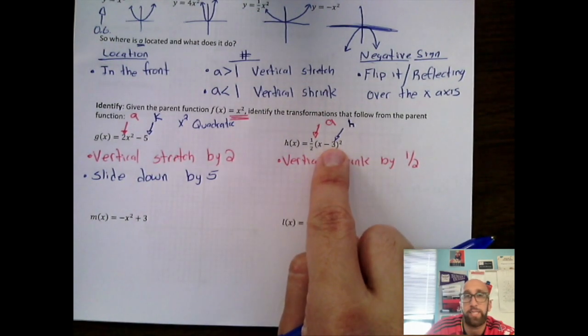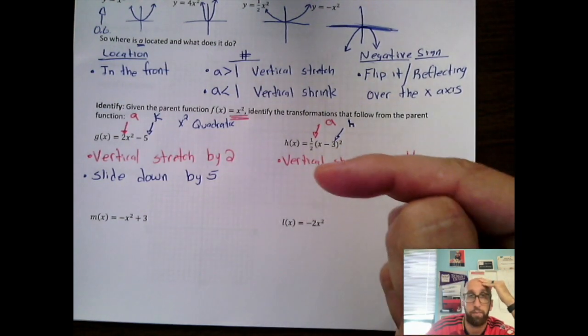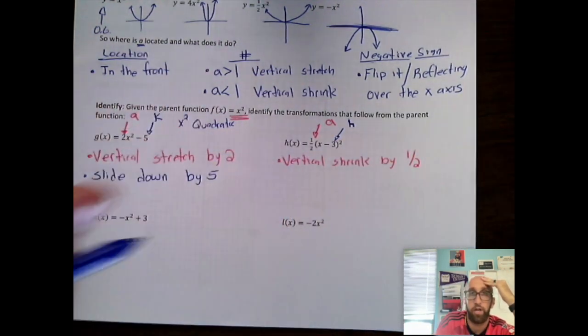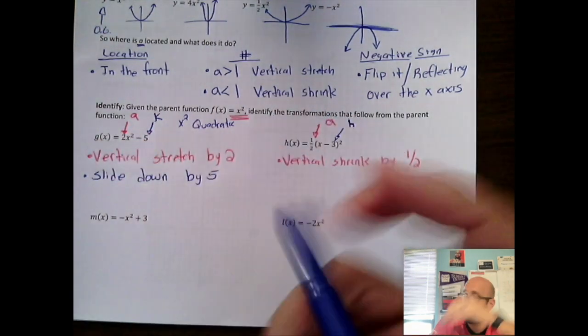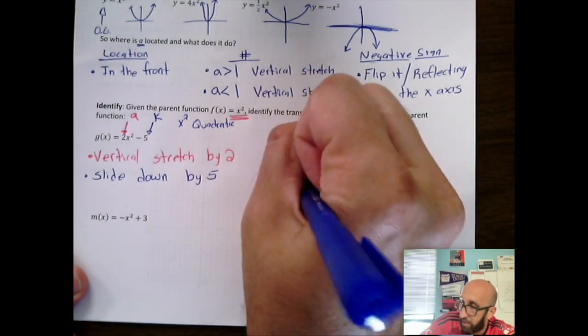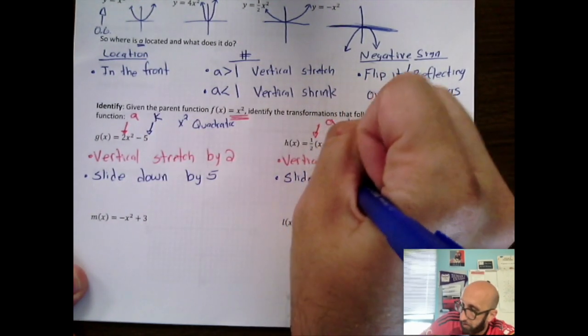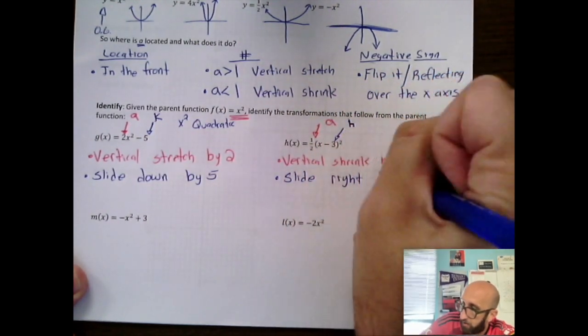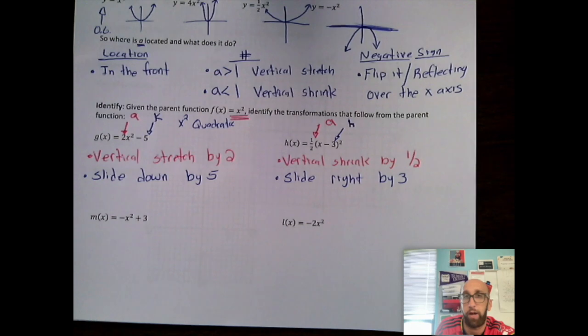When I see a -3, we've got to think about sliding left and right, but it does work in opposites. So if I see -3, I'm not going to go in the negative direction. I'm going to go in the positive direction and slide right by 3.